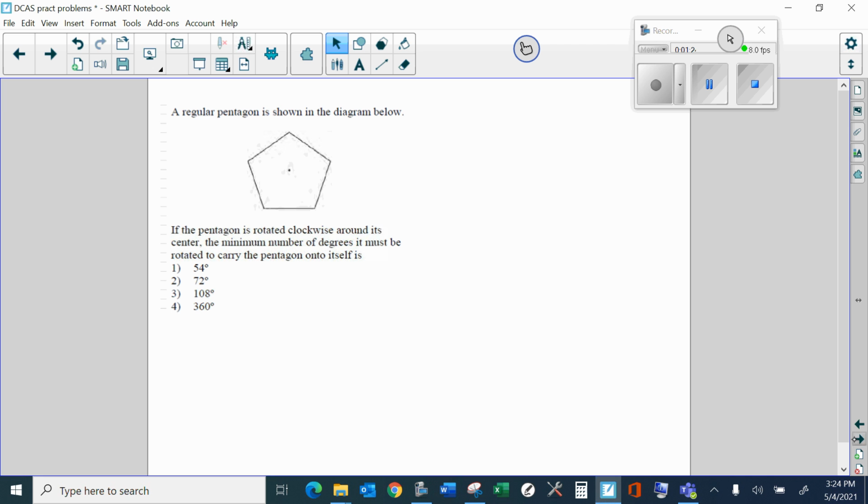A regular pentagon. Remember, regular means equilateral and equiangular. It tells you it's a pentagon there, 5 sides. You should know your numbers. Rotated clockwise around its center. What's the minimum number of degrees? All I do is 360 divided by the number of sides or angles, and that's 5. That's 72 degrees.